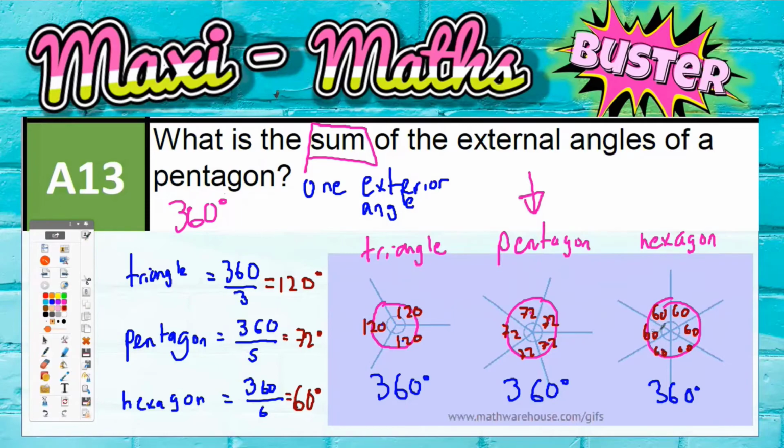So to get any exterior angle, you just basically do 360 divided by how many sides the shape has got.